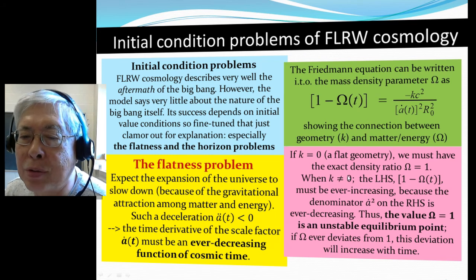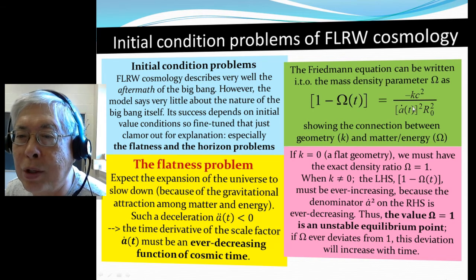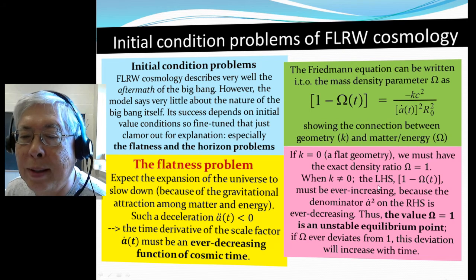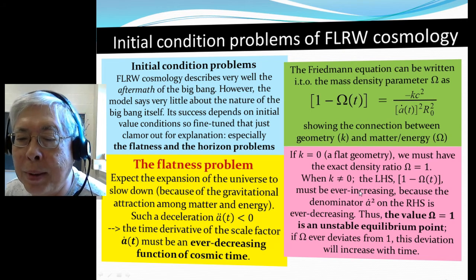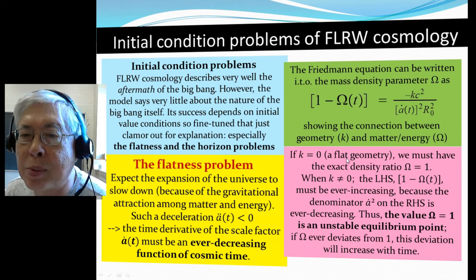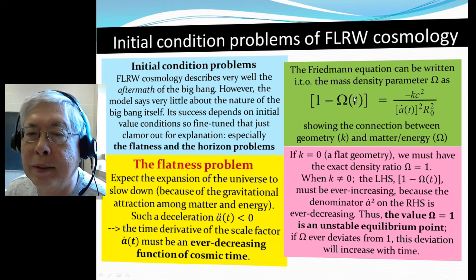Now, if k is not equal to 0, then the left-hand side 1 minus omega must be ever increasing, because the a dot squared in the right-hand side is ever decreasing, because remember a dot is ever decreasing. So therefore the ratio must be ever increasing, which means omega equal to 1 is an unstable equilibrium point, meaning if omega ever deviates from 1, this deviation will increase with time.